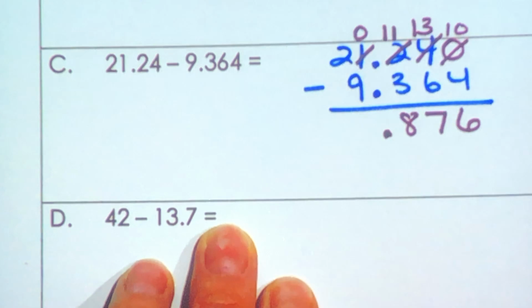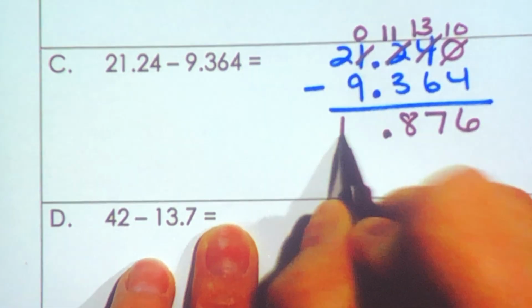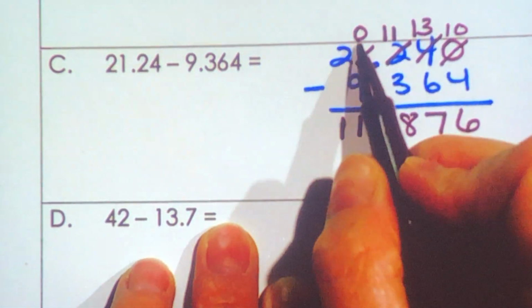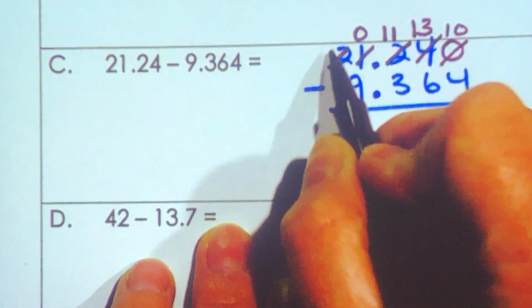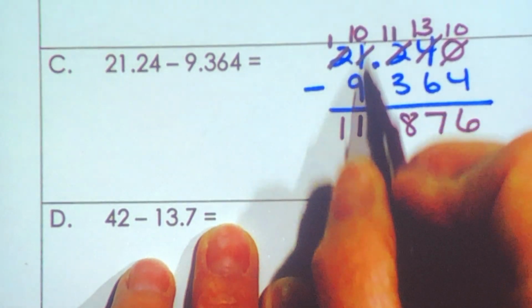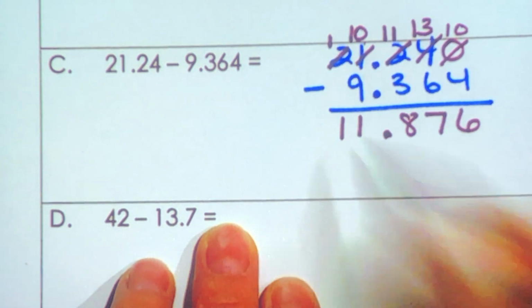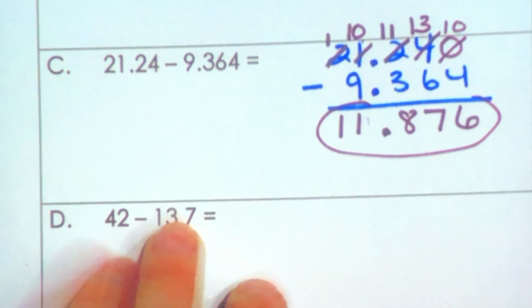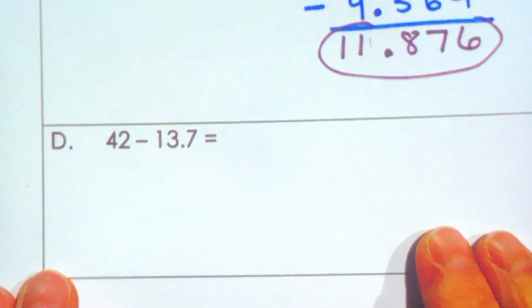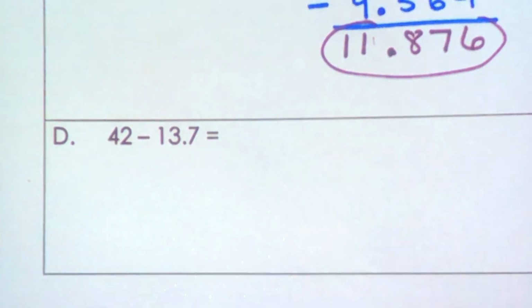And when I look at this, I see 20 minus 9, and I know that 20 minus 9 is 11. If you don't see this as 20 minus 9, you see this as 0 minus 9, then go ahead and borrow from your 2 and make it a 1. And you can add 10 to that 0, and 10 minus 9 is 1, and 1 minus nothing is 1. 11.876 is what you should have. All right, last but not least, I have 42 minus 13.7.